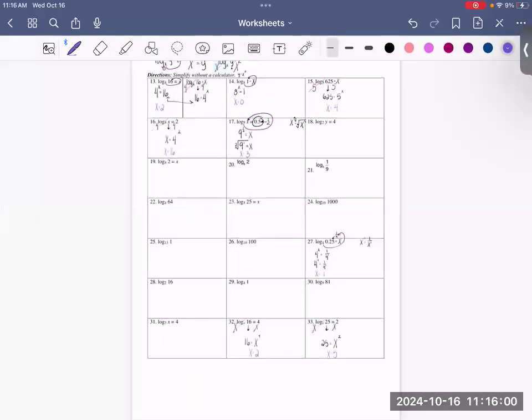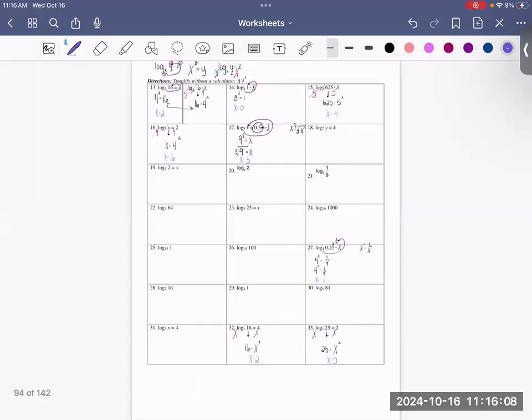So hopefully that's enough of a refresher if you're trying to convert. I would ask that you pause the video and practice these on your own, and I'm going to show you the answer key.